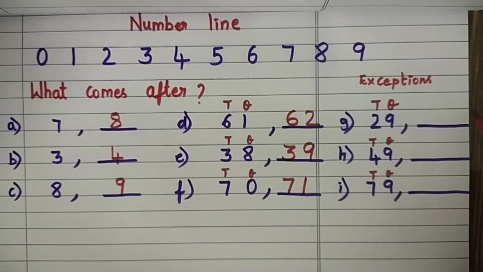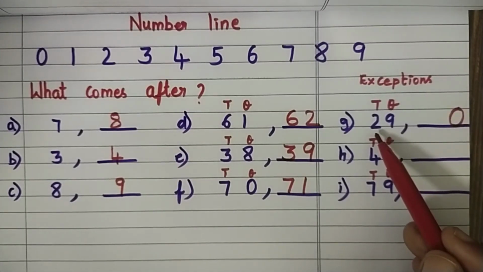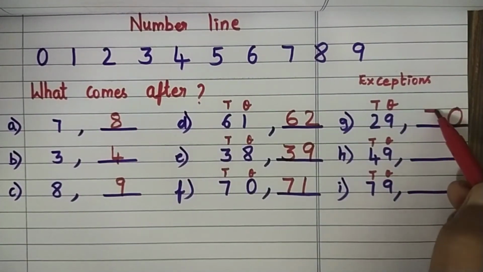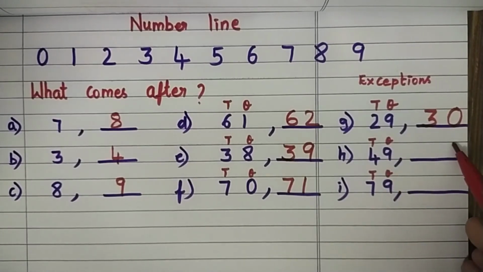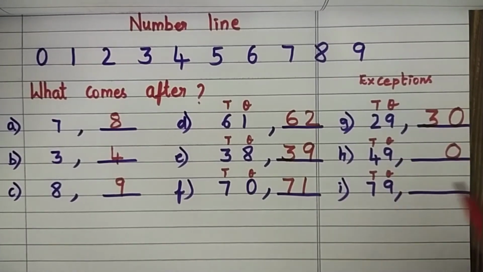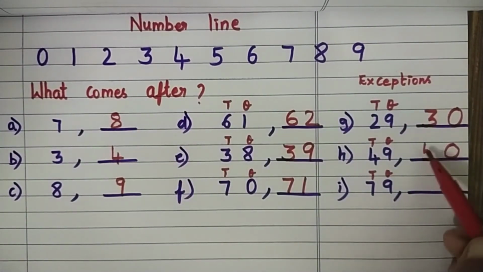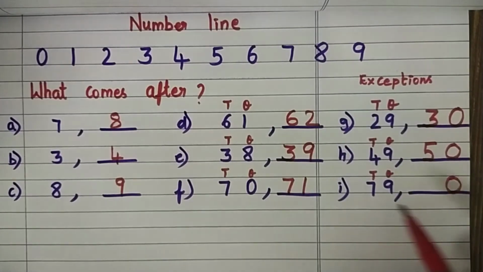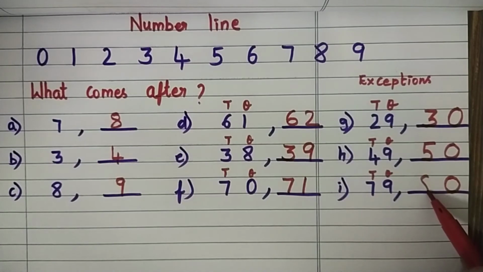So what we need to do? Replace the 9 with a 0. And see the tens place, what it is? It's a 2. What comes after 2? After 2, it's a 3. So write 3. For 9, you have to replace by 0. 4. What comes after 4? It's 5. So write 5. For 9, replace with 0. What comes after 7? After 7, it's 8.